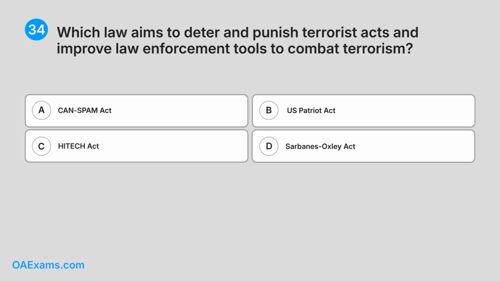34. Which law aims to deter and punish terrorist acts and improve law enforcement tools to combat terrorism? A. HIPAA Act, B. U.S. Patriot Act, C. HITECH Act, D. FISMA Act. Can you guess the answer?